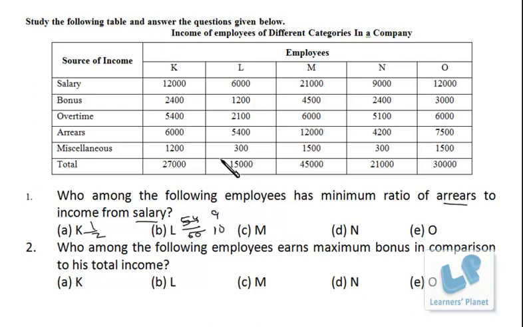Then in case of M, it's 12,000 by 21,000. So I can take 12 by 21. So 3 4s are 12 and 3 7s are 21. Then for N, it's 42 by 90. I'm just cancelling 0. So 42 by 90, that is 6 7s are 42 and 6 15s are 90. Now for O, it is 75 by 120. So 15 5s are 75 and 15 8s are 120. Now we have to find out the minimum fraction among all these, right? So 1 by 2, 9 by 10, 4 by 7, 7 by 15 and 5 by 8.